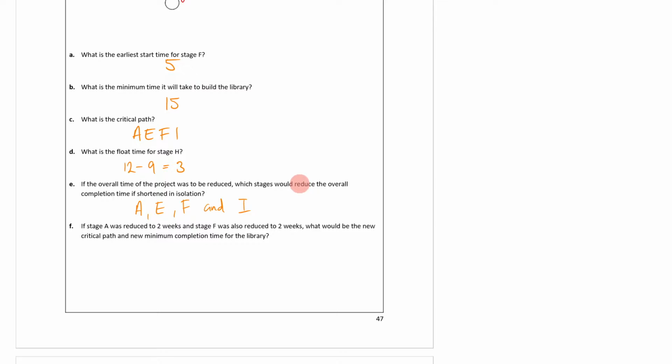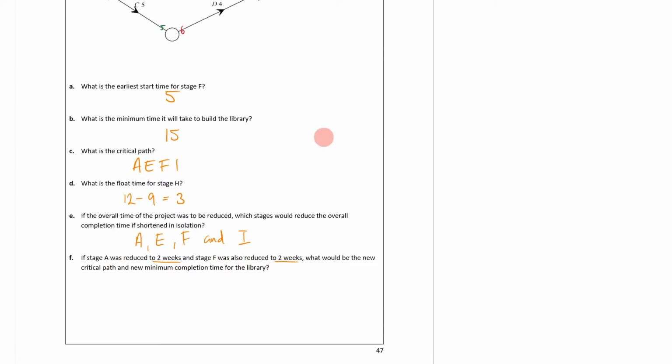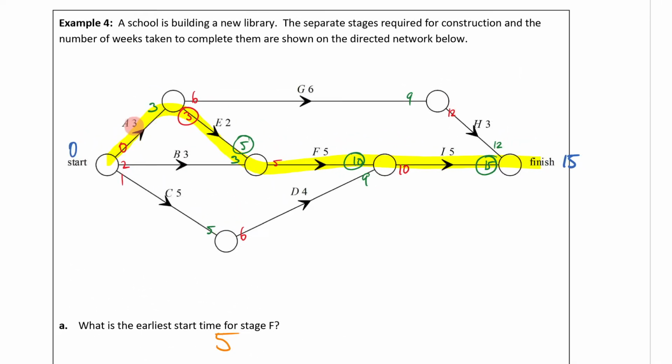All right, then it says, if stage A was reduced to 2 weeks and stage F was also reduced to 2 weeks, what would be the new critical path and the new minimum completion time for the project? So we're reducing A and we're reducing F to 2 weeks. So let's come up here. Here's A, we're reducing it to 2 weeks. And here's F, we're reducing it to 2 weeks. So having now done that, we're going to ask ourselves what the total reduction is going to be here.